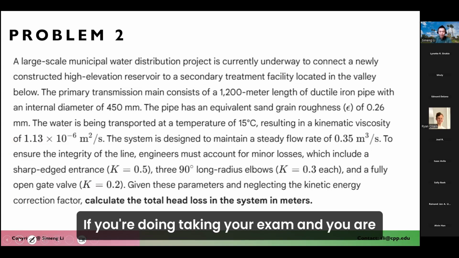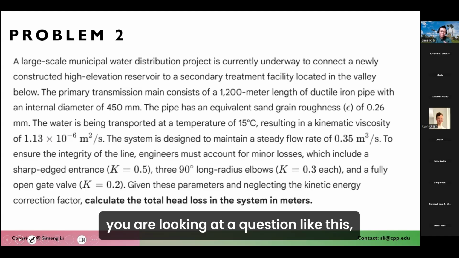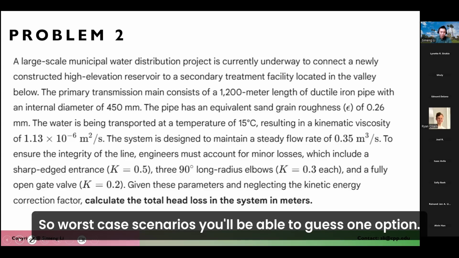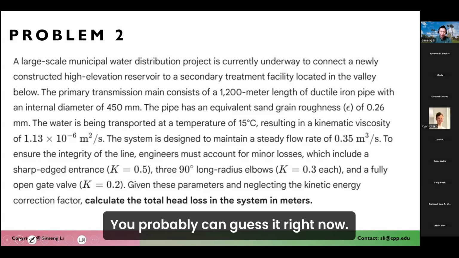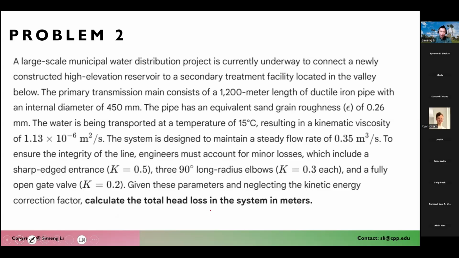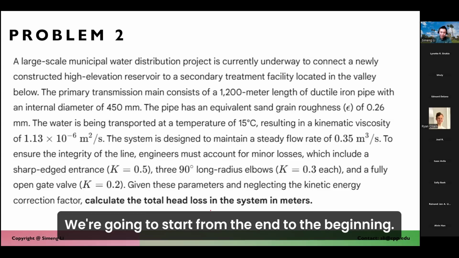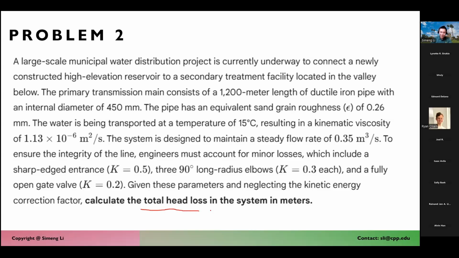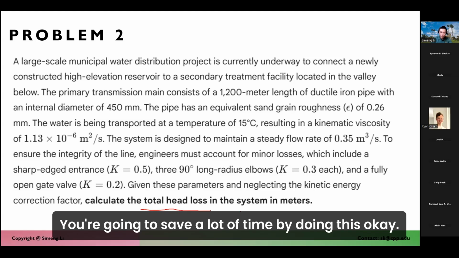If you're taking your FE exam and you're looking at a question like this, it will be multiple choice, by the way. So worst case scenario, you'll be able to guess one option. Okay, you probably can guess it right. Now let's look at this problem. We're going to start from the end to the beginning. You're going to save a lot of time by doing this.